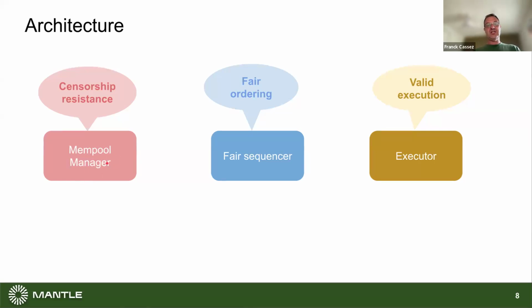There's a mempool manager in charge of making sure that transactions can arrive to the mempool, and that once a transaction is in the mempool, it's going to be executed in a bounded number of blocks. The fair sequencer is in charge of providing a fair ordering, and I'll define what fairness is in a couple of minutes. And the executor as well will be subject to the verification that it didn't alter the sequence of transactions that was given to it by the fair sequencer. So it has to execute the transactions in the order they were given to it without any modification.